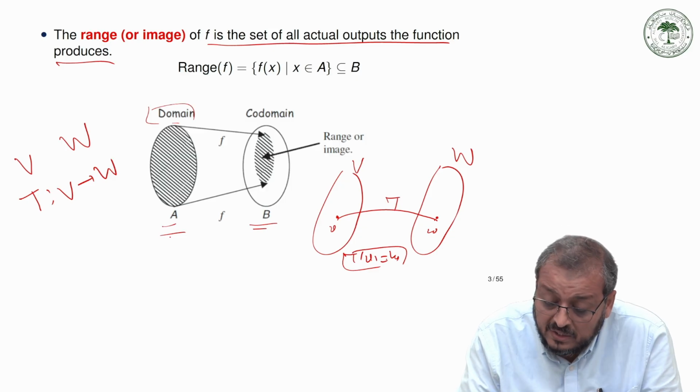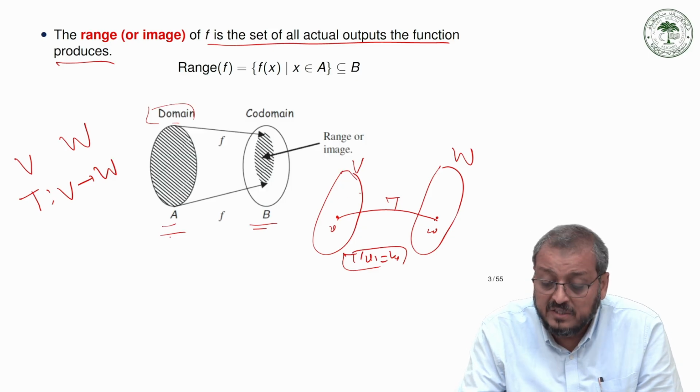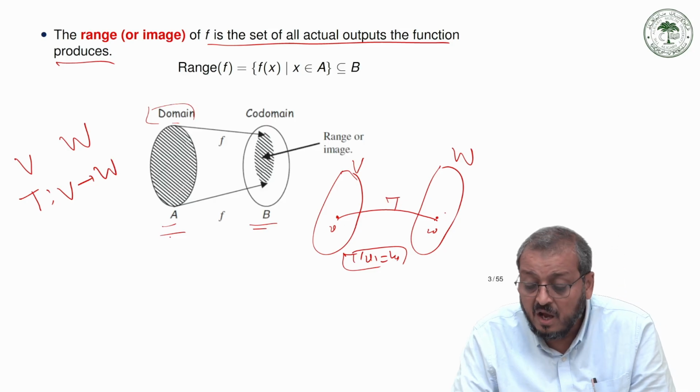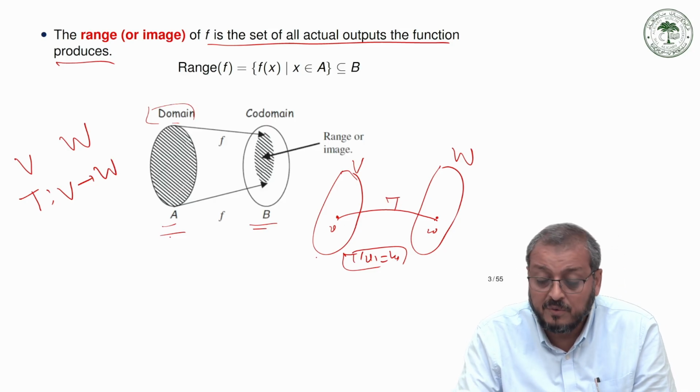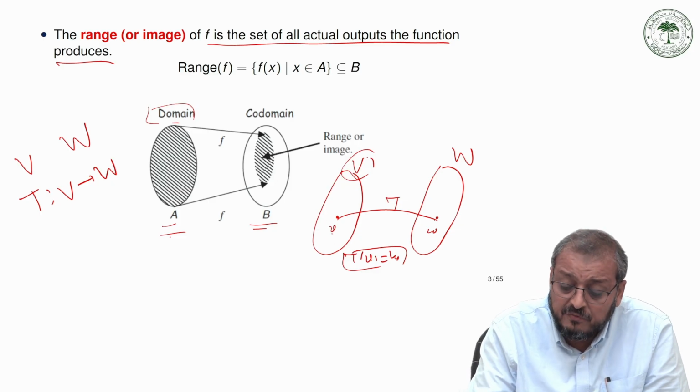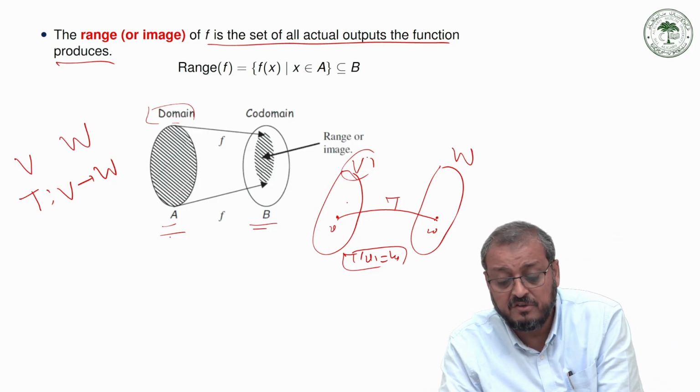Because V is a vector space, T preserves addition, and T also preserves scalar multiplication.